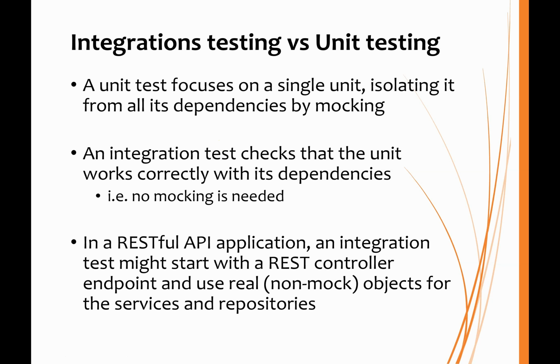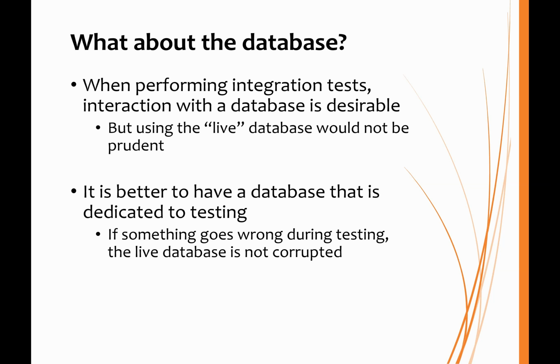In a RESTful API, an integration test is likely to start with a REST controller endpoint and then use real, in other words, non-mock objects for the services and repositories, and that means using a real database. So what about this database? We don't really want to make use of the live database. That just would not be prudent. What we want instead is to have a database that is dedicated to testing. That way, if something goes wrong during testing, we're not corrupting live data.